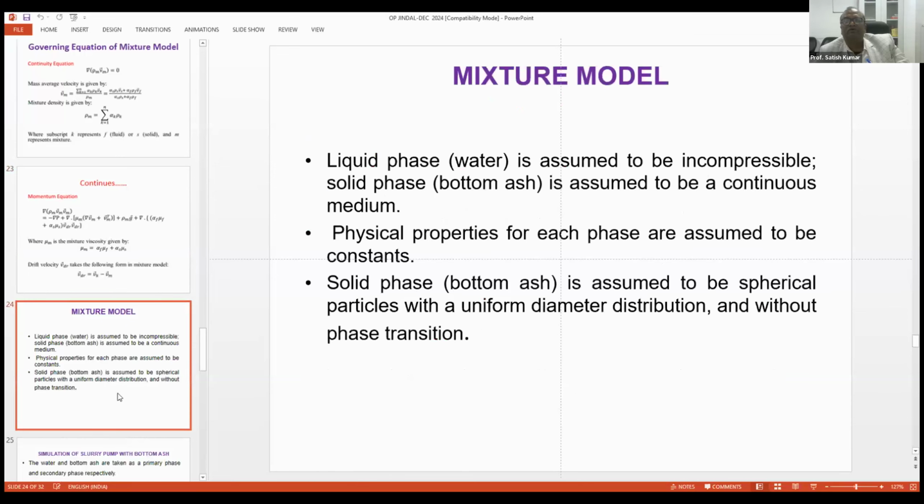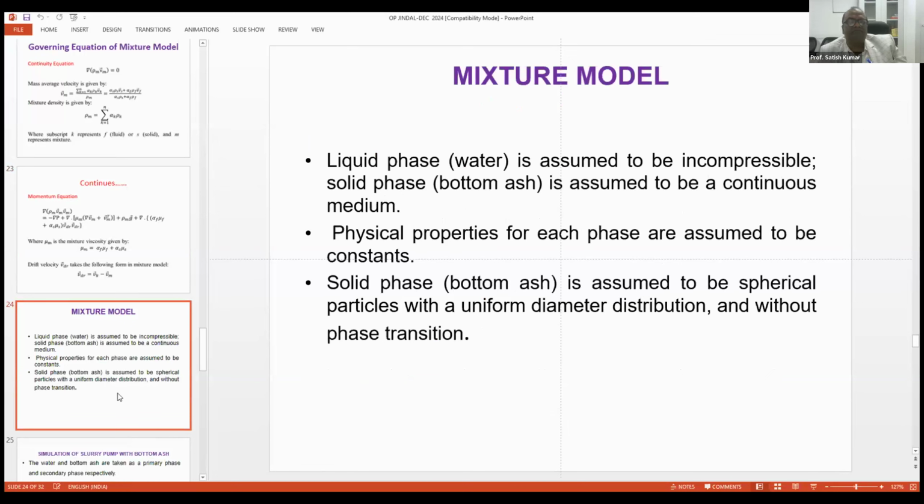Mixture model means the liquid we are taking as the primary fluid, the solid we are taking as the secondary fluid, and the combined form of the conservation of mass, momentum as well as the energy equation we are using for our investigation. So water has been taken as the primary phase and the solid phase bottom ash as the secondary phase.